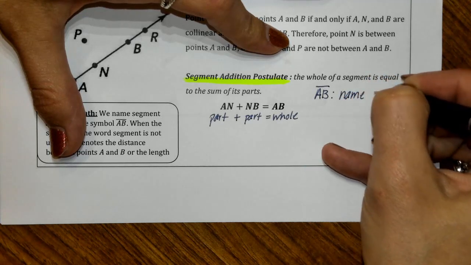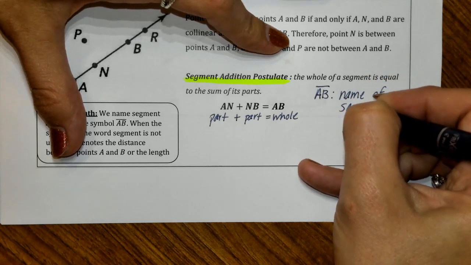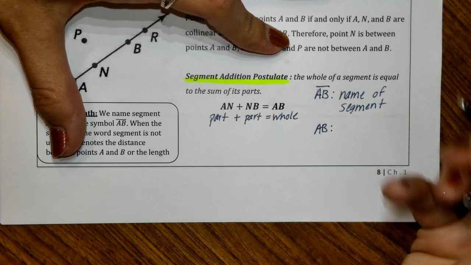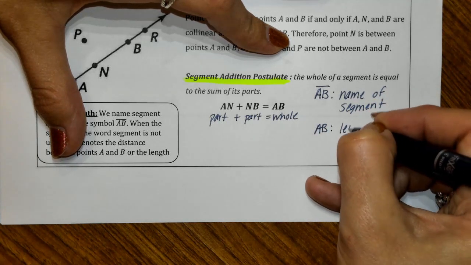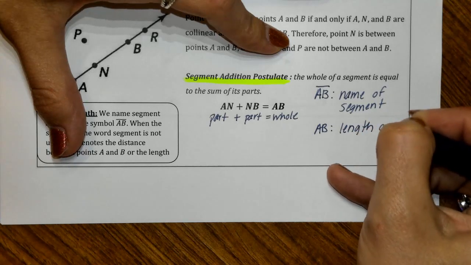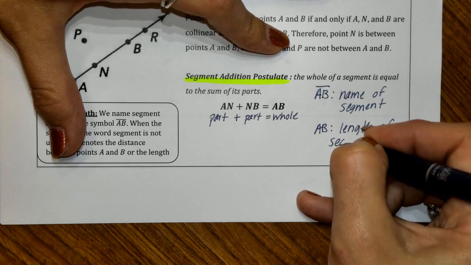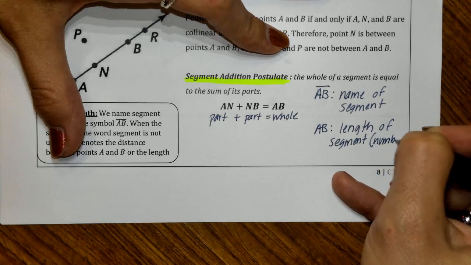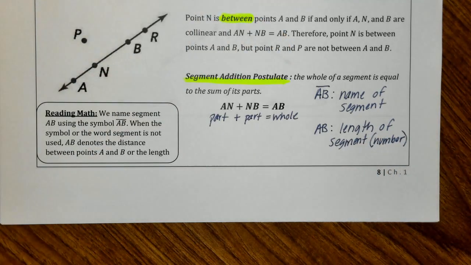I said this earlier: name of segment, AB without the bar is the length of segment. Put in parentheses, this will be a number. Very important, so you know what we're talking about and you can communicate with us, okay?